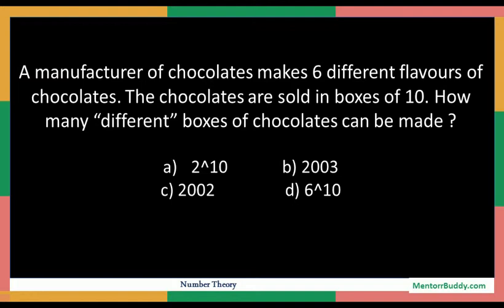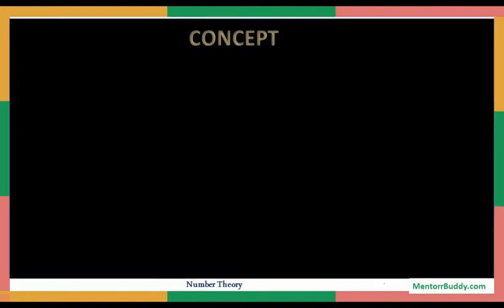Now in order to solve this question, we have to understand the concept, the logic of distribution. Let's say there are 3 people, A, B and C, and 5 seats are available. Let's say this is 1, 2, 3, 4 and 5. The question is, in how many ways can these 3 people, A, B and C, be seated on these 5 seats?